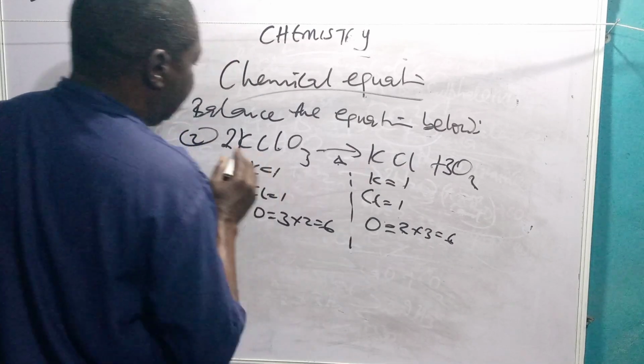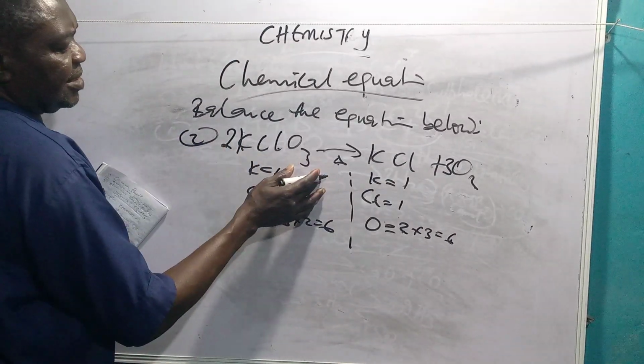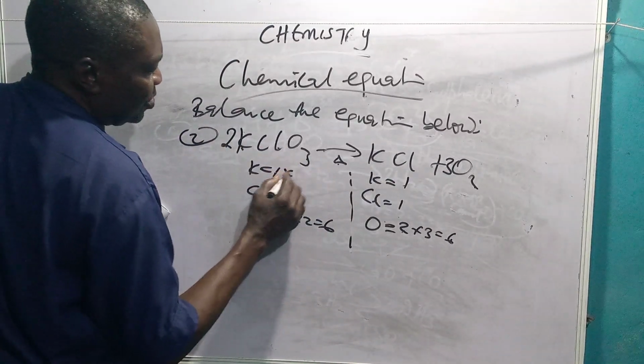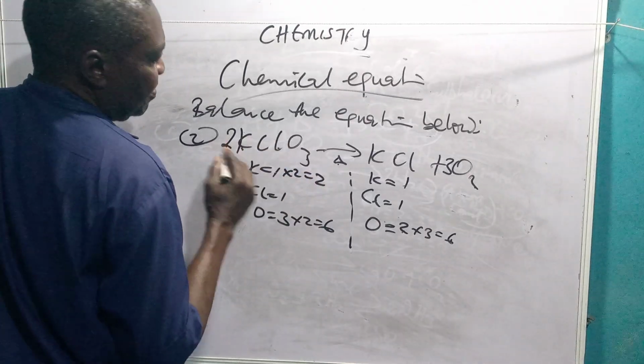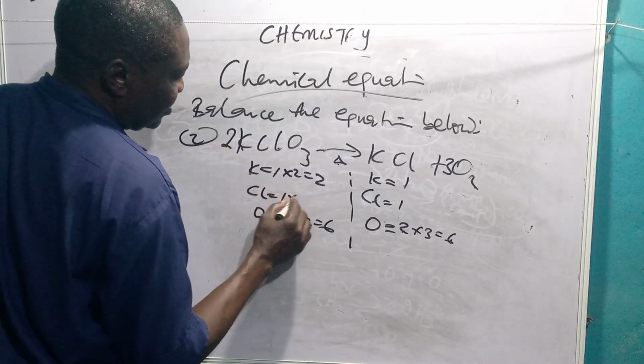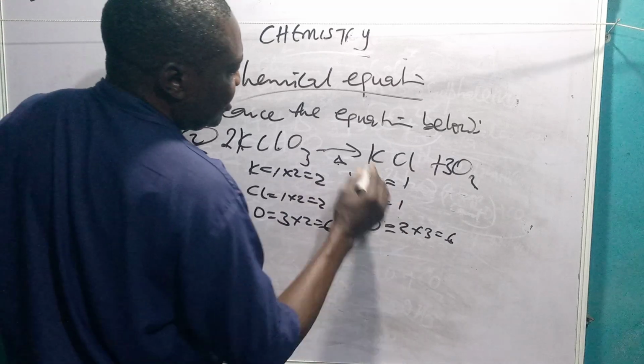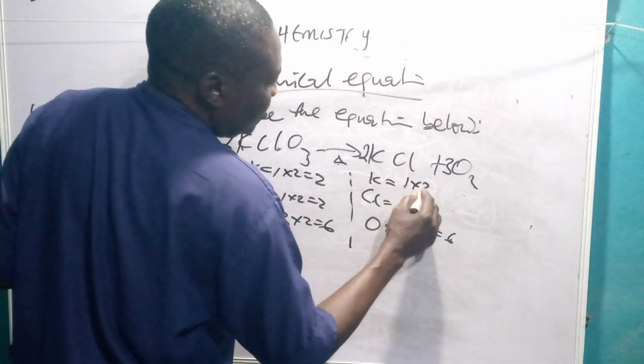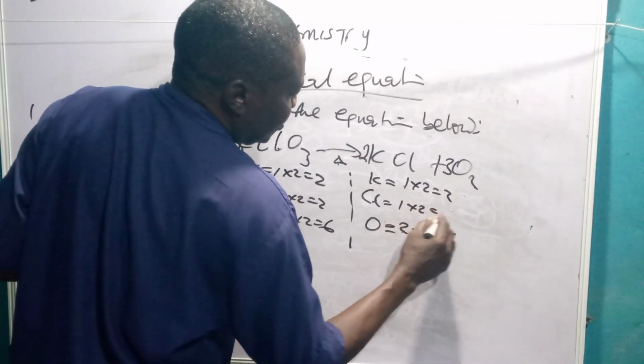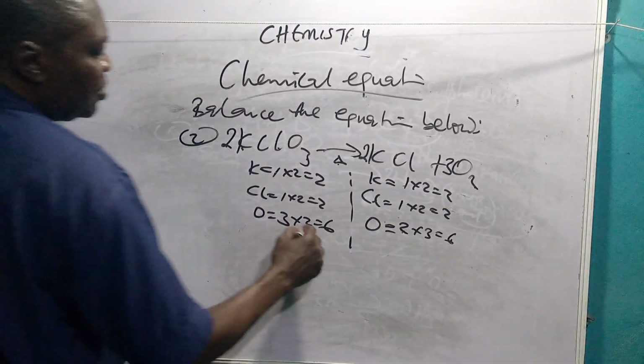But by putting 2 here, it now offsets the rest. Therefore, potassium here will be 1 times 2, which is 2. You see it? And chlorine here is 1 times 2, which is 2. To balance it, you have to put 2 here. 1 times 2 equals 2. 1 times 2 equals 2. So everything is equal. So it's balanced.